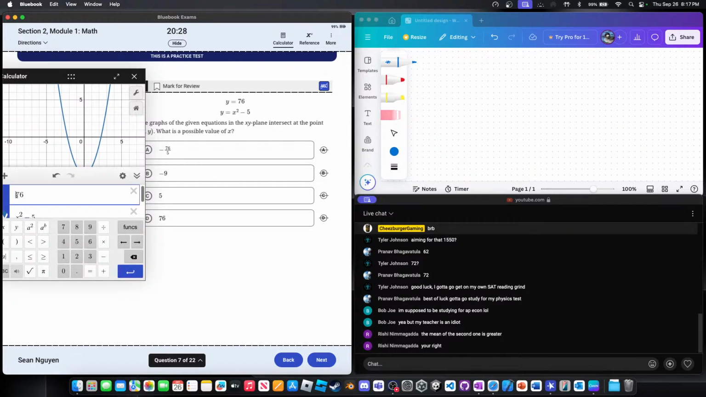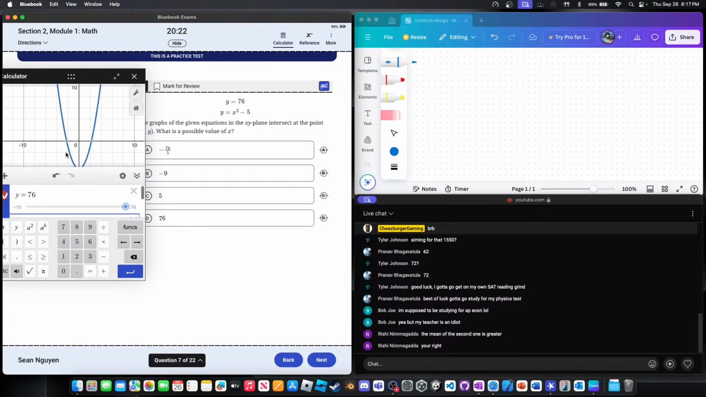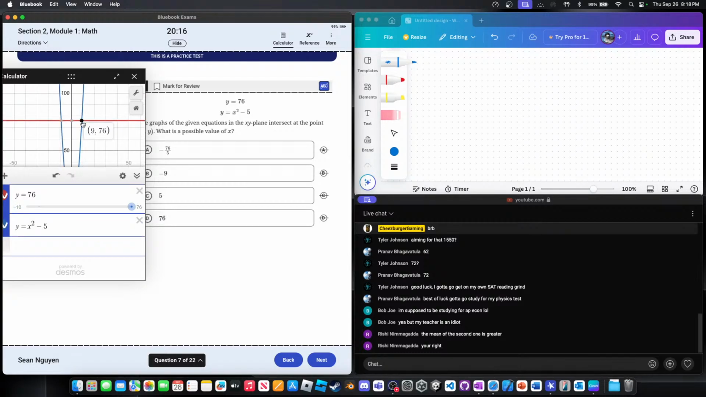Let's do y equals, we got 76. That's a possible value there. 0.76, negative 9.76. Positive value for x. Negative 9 is a possible value for x. This is our answer.